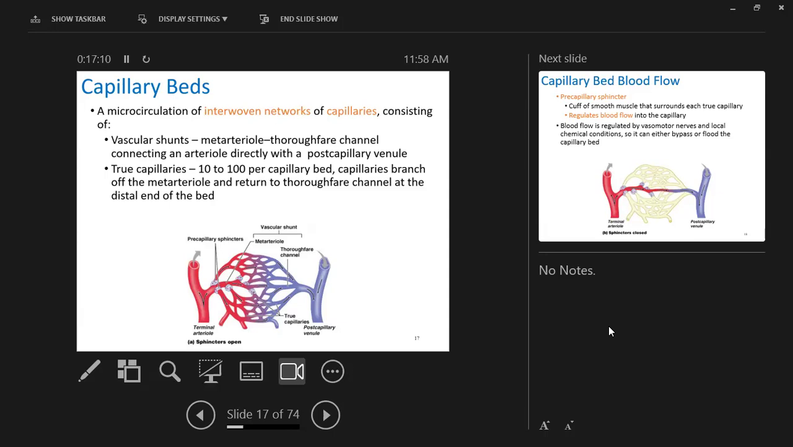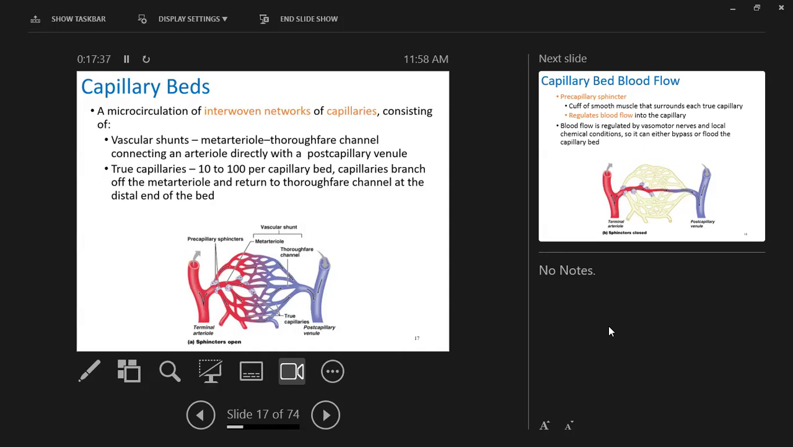We've talked about sphincters like the esophageal sphincter, for example, or the sphincters around the rectum, around the anus, or around the urethra. These sphincters control the movement of blood into the capillary bed. And so we can determine how much blood is going to enter a capillary bed at a given time, depending on the conditions of the body.